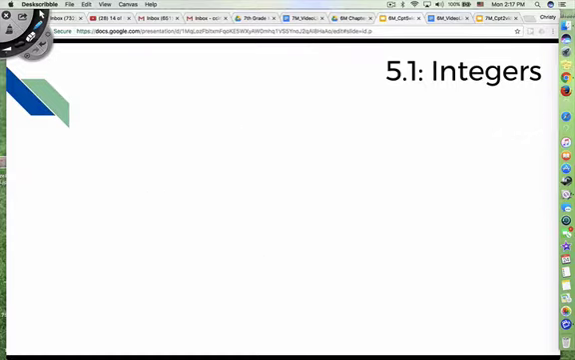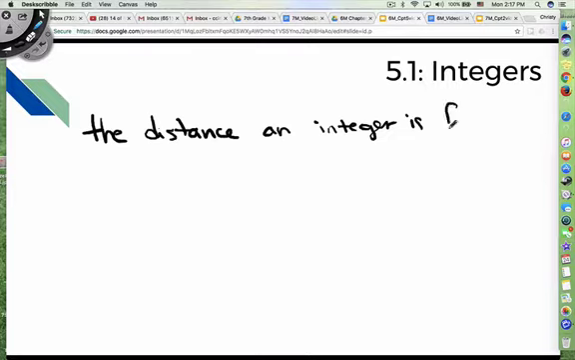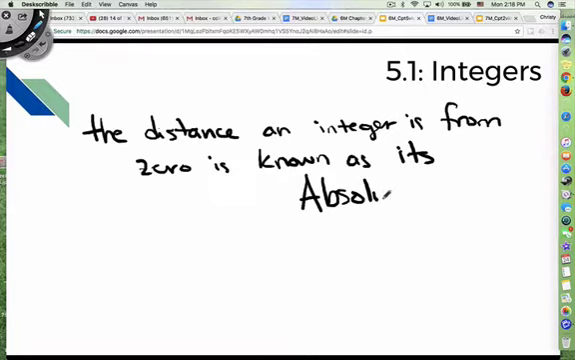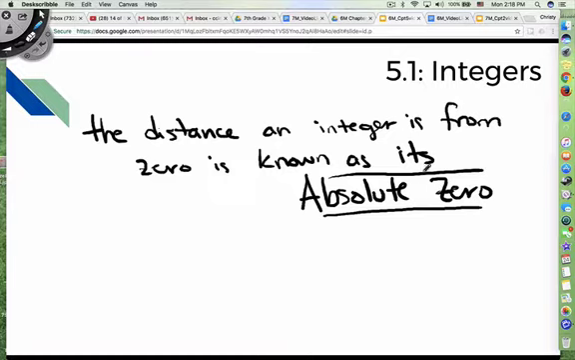A little bit more about this. The distance an integer is from 0 is known as its absolute value. And this is something that I need you to know. Knowing the definition is going to help you a ton.